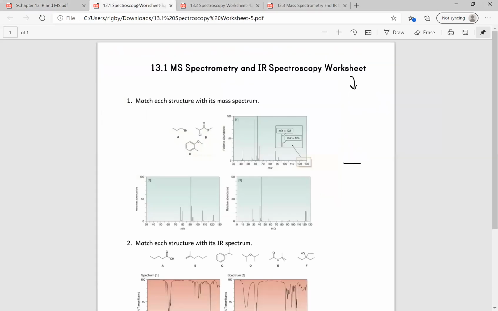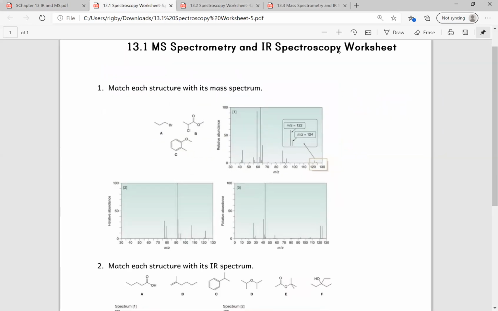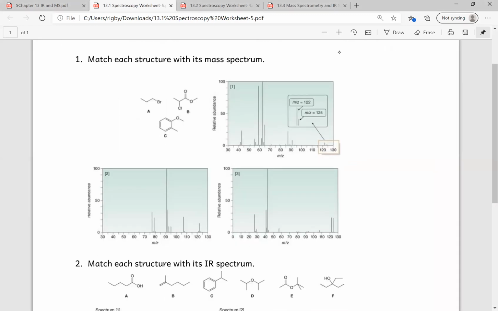And this is reflected in the first question here of this 13.1 MS Spectroscopy IR Spectroscopy worksheet. Somebody asked, do we decide if it's chlorine or bromine simply by the look? Well, it comes in handy here, where A, B, and C all have masses that total 122. So we can't tell the difference between these three graphs just by looking at the mass peak. Instead of trying to figure out what these different fragments are, we can look at the M and the M+2 peaks.